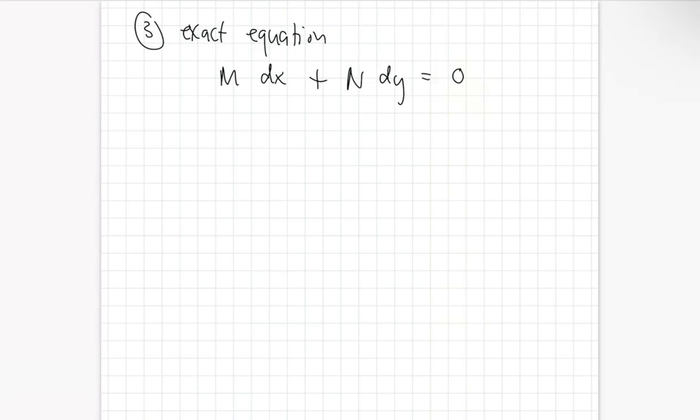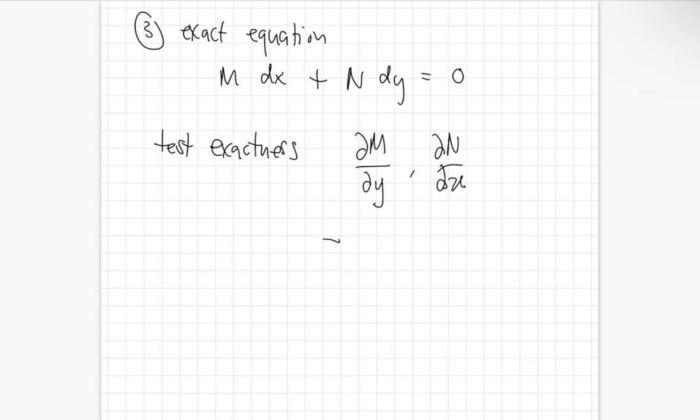So first, test for exactness. How to test for exactness? Find the derivative ∂M/∂y. Find the derivative ∂N/∂x. Show that ∂M/∂y is equal to ∂N/∂x. Once you show this, then you can make the conclusion: this is exact.